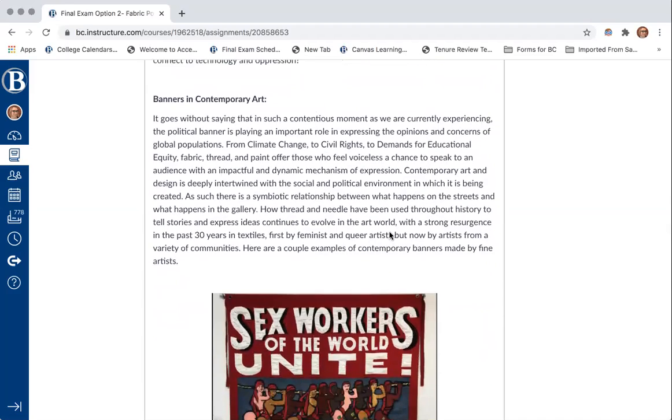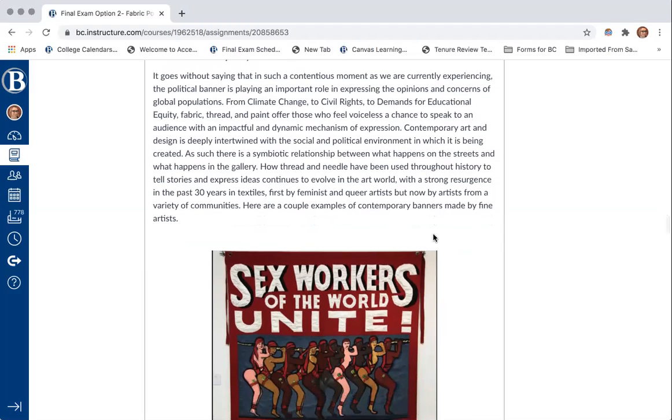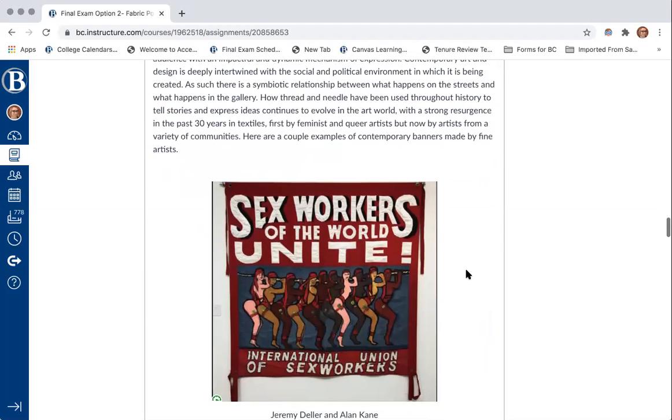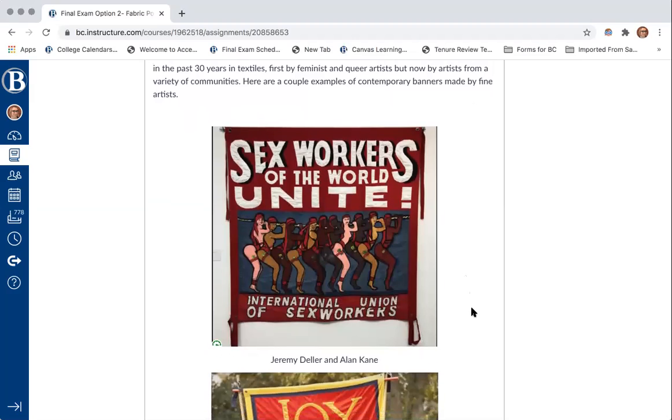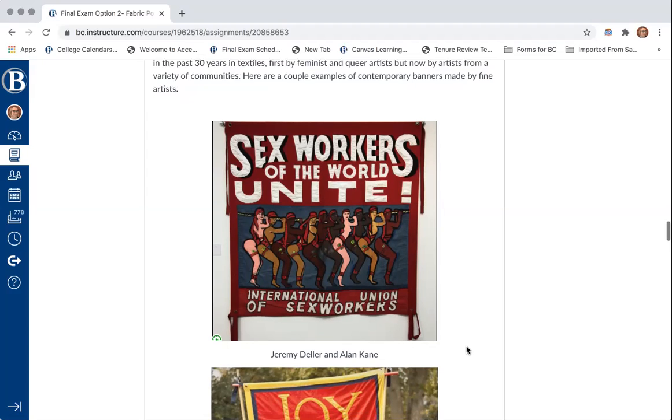In contemporary art, we have a lot of artists who are currently really investigating banners and fabric works. The history of this really starts to come out of feminist art and queer art, but now many artists from all kinds of communities are investigating the creation of banners. This is a banner by an artist, Jeremy Deller, Sex Workers of the World Unite, International Union of Sex Workers.